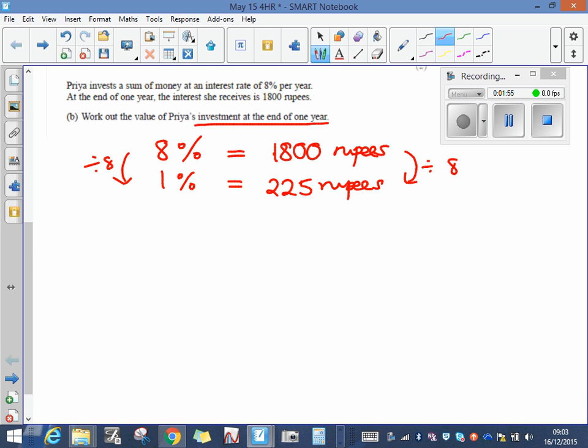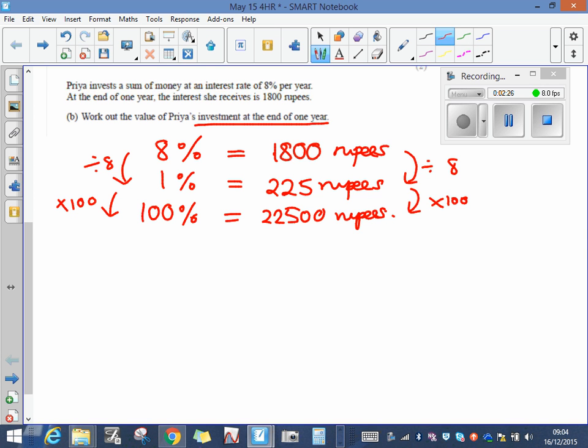Now what that means is that her original investment, which would be 100%, so if 8% is 225 rupees, then if we just times that by 100, we're going to get 22,500 rupees, because we're going to multiply it on that side also by 100. But let's be careful here. The question doesn't ask us for the value of her original investment. It asks for what she's got after that year.